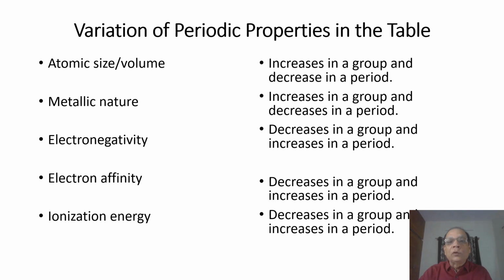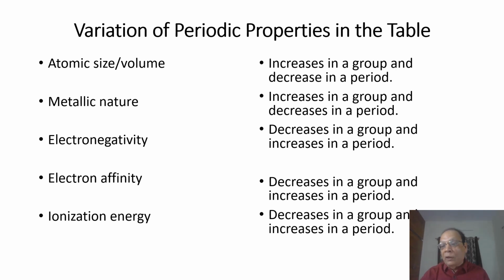Variation of periodic properties in the periodic table. When we are saying a periodic table, what are we actually saying? We say that the atomic size or atomic volume increases in a group from top to bottom and decreases in a period from left to right. Always we go in a period from left to right and in a group from top to bottom. Metallic nature increases in a group from top to bottom and decreases in a period from left to right.